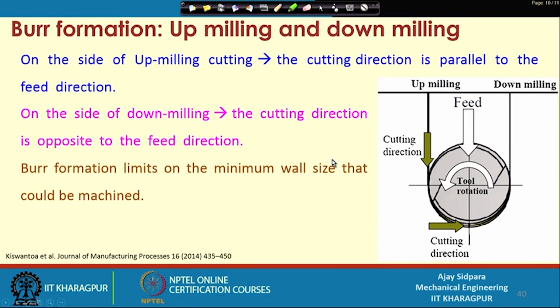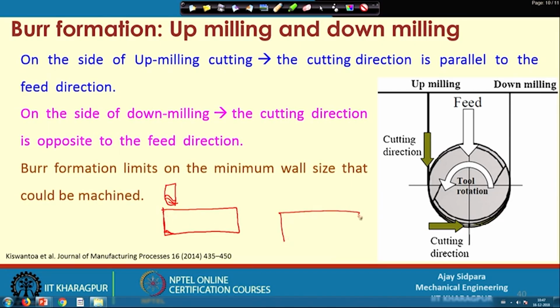Right. So, here what is the important thing? The burr formation limits the minimum wall size that could be machined. So, let us see that example, what is the problem with respect to the minimum wall size. Now, consider that this is our workpiece. We are talking all about the vertical milling machine operation only, and our cutting tool is at this location, and we want to do some type of machining operation like this.